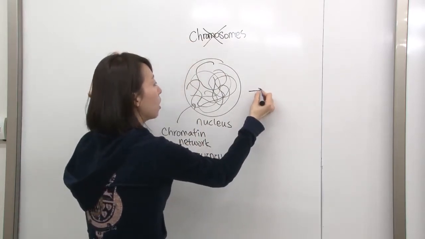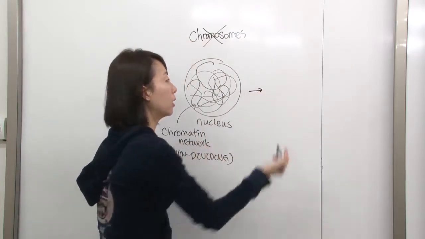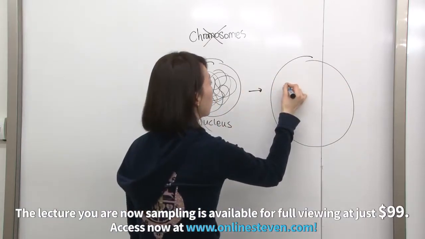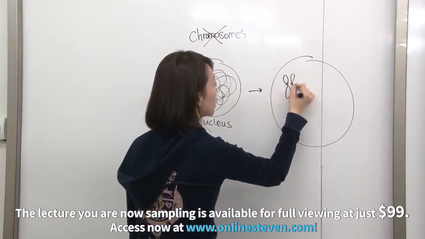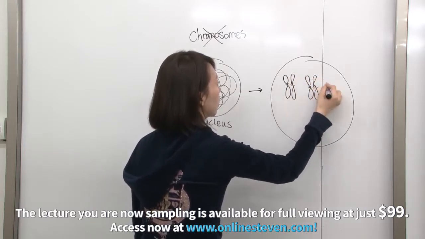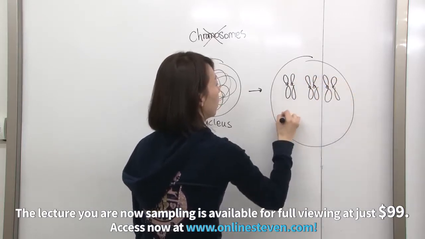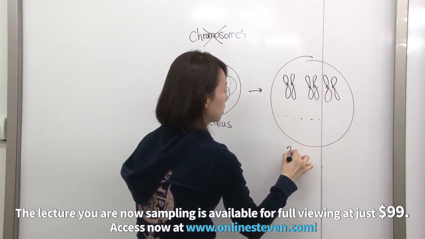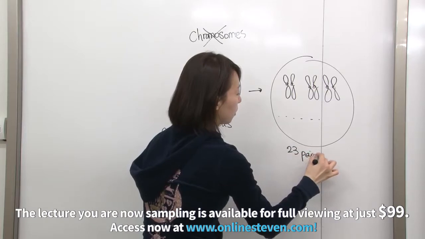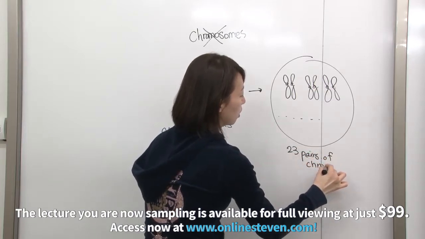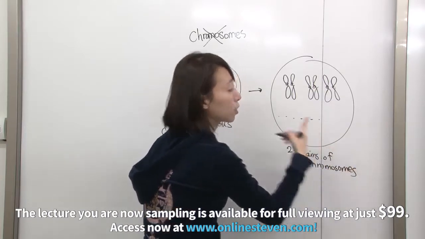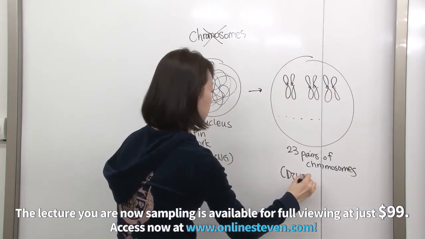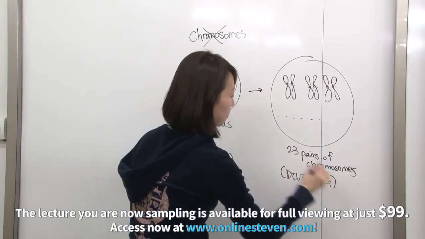But if the cell becomes ready to divide, then the DNA condenses into a chromosome form. So this kind of structure, this. In humans, you have 23 pairs of chromosomes like this. So 23 pairs of chromosomes can be shown inside the nucleus when this is a dividing cell.